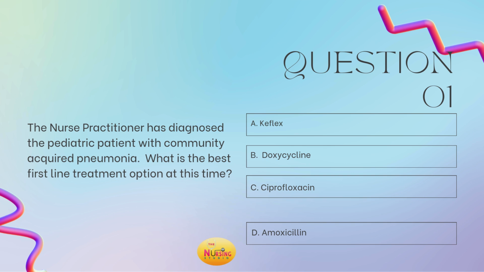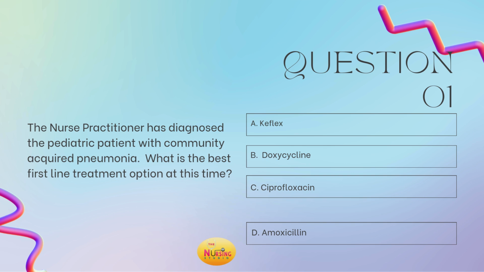The nurse practitioner has diagnosed the pediatric patient with community acquired pneumonia. What is the best first line treatment option at this time? Is it A, Keflex, B, doxycycline, C, ciprofloxacin, or D, amoxicillin? Take a moment and tell me what you got, you guys.